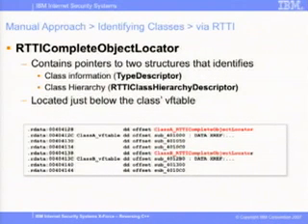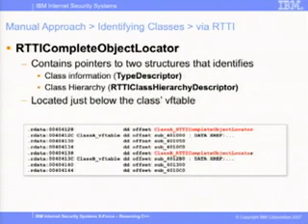The first data structure for RTTI is what we call the RTTI complete object locator. It has pointers to two other data structures. The first is called the type descriptor. It will contain information about the class, like the class name. The second structure is the RTTI class hierarchy descriptor. It will contain the hierarchy of the class. So finding the RTTI involves finding a VF table.